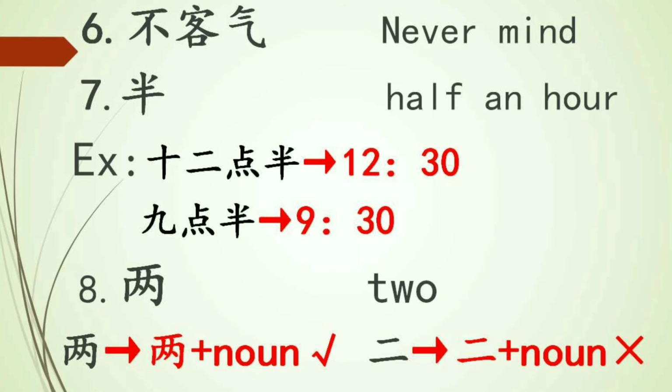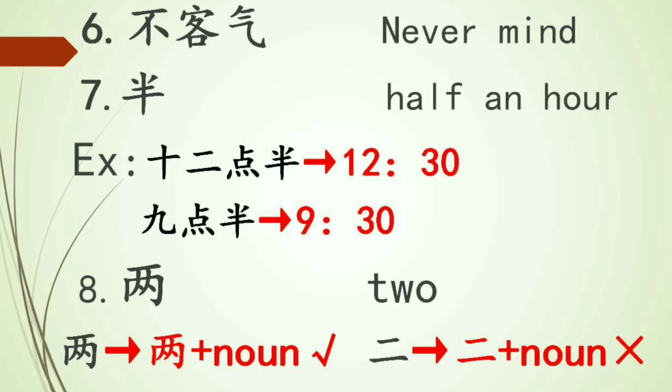Okay, next one. 两 also means two, but they are different. First, 两 can be followed by nouns. For example, 两个苹果, 两个香蕉, 两条裤子, 两只鞋. But 二 cannot be used like 二个苹果, 二个香蕉, 二条裤子.